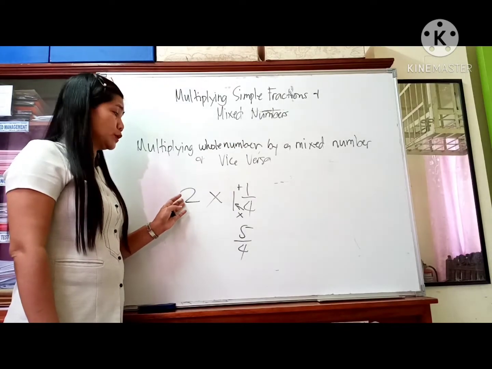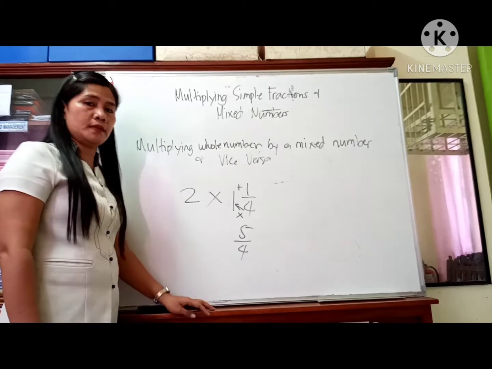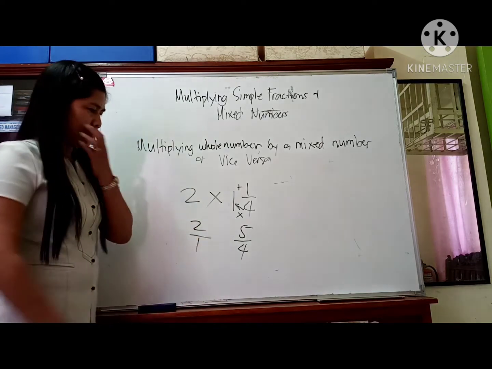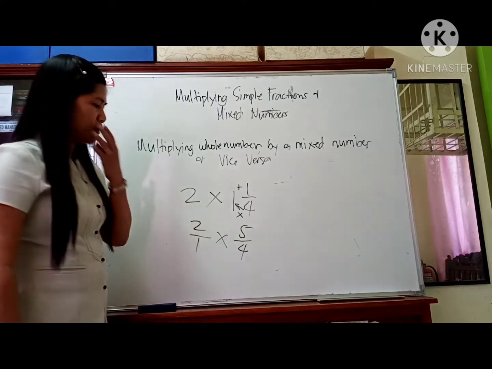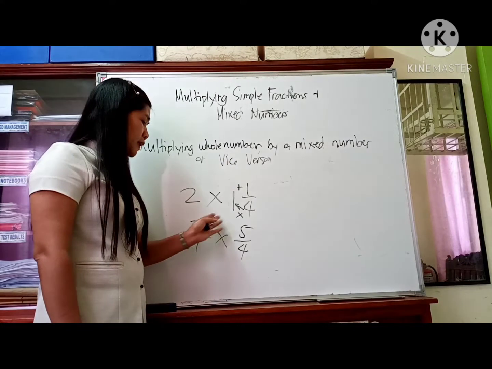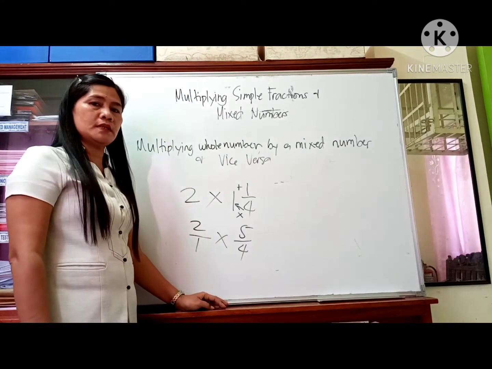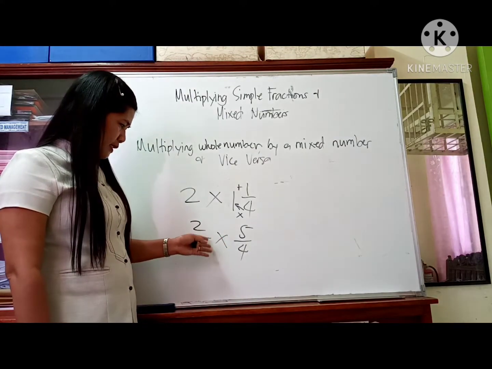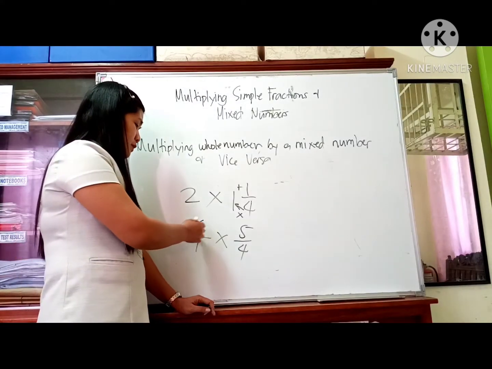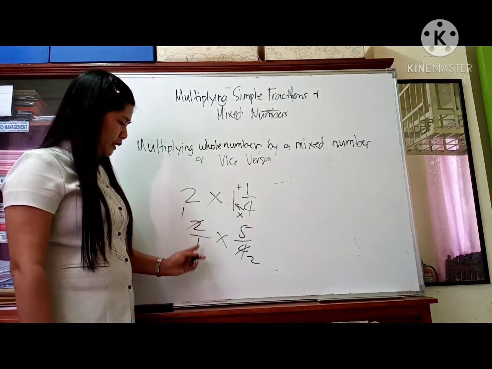You are going to rewrite the whole number as a fraction by just writing 1 as the denominator of that whole number. So 2 will become 2 over 1. Then multiply. The same as the usual rules, you multiply the numerator by the numerator, denominator by the denominator. And you can also apply the cancellation method if it is possible. In this example, 2 and 4 can both be divided by 2. So 2 divided by 2 is 1, 4 divided by 2 is 2. So retain 1 and 5.